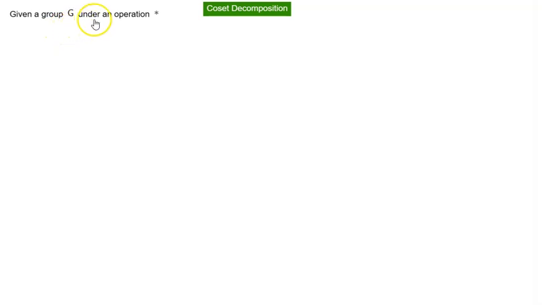Given a group G under an operation star, let H be a subgroup of G. Now we will consider only the left cosets first, and the same thing would apply for right cosets as well. We have seen previously in the properties of cosets that G, that is a group, is nothing but the union of all the left cosets.